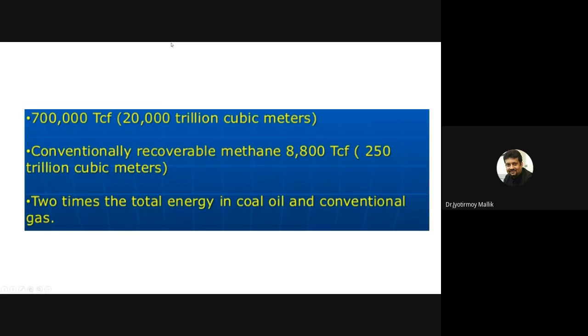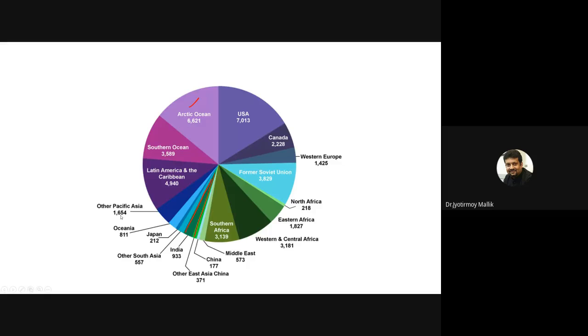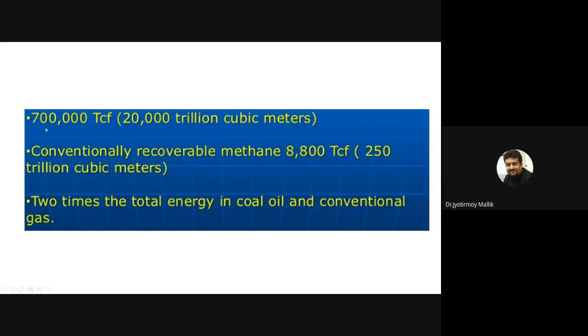So how much is the total? The numbers are expressed in TCF, trillion cubic feet. So in total, 700,000 TCF, 20,000 trillion cubic meters of clathrates waiting to be explored.